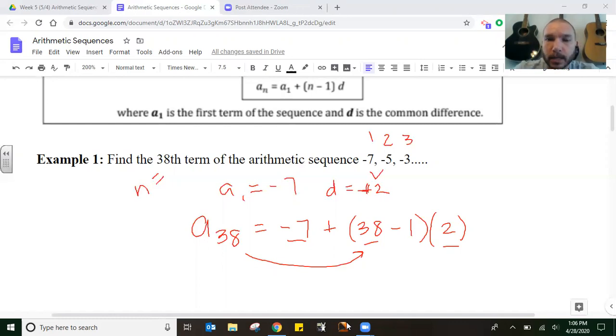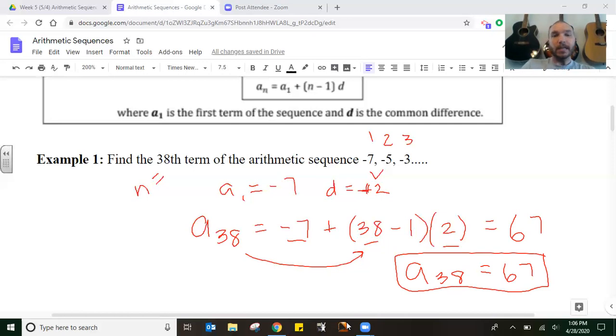Okay, now we're going to just evaluate this. If you have a fancy calculator, you can plug it straight into your calculator. 38 minus 1 is 37. 37 times 2 is 74, plus -7 is 67. So therefore, a sub 38, the 38th term in this sequence, is equal to 67.